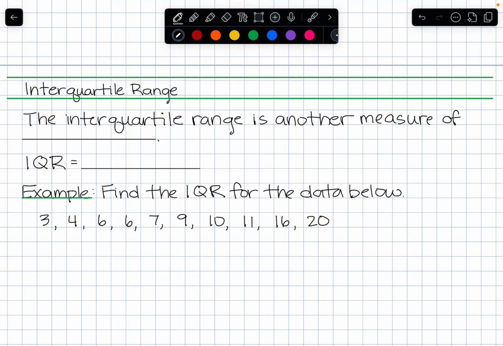In this video, we're going to talk about another measure of spread or variability. And that measure is called the interquartile range. The interquartile range is found by doing Q3 minus Q1. And what this value is looking at is the width of the middle 50% of the data.